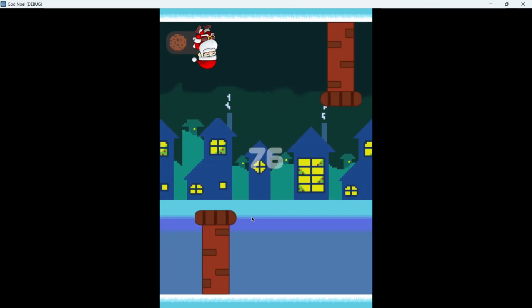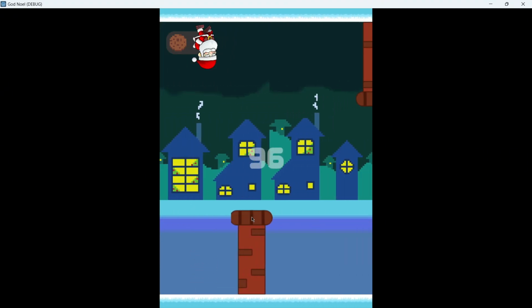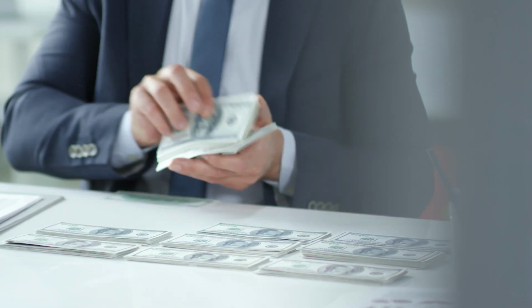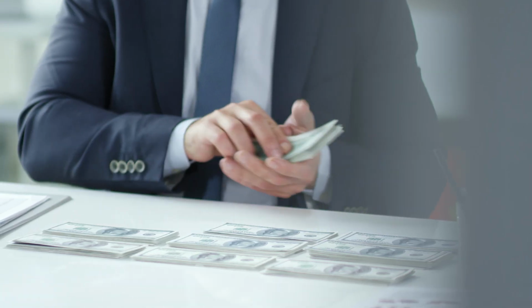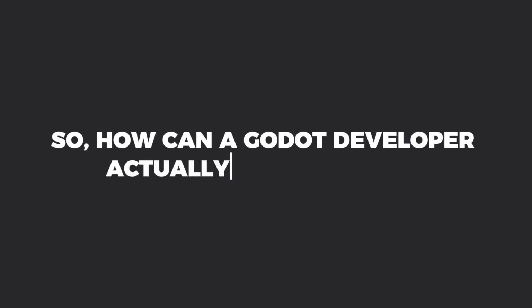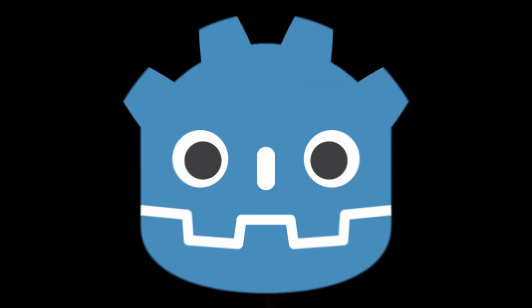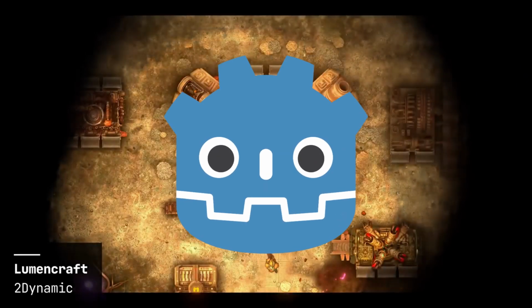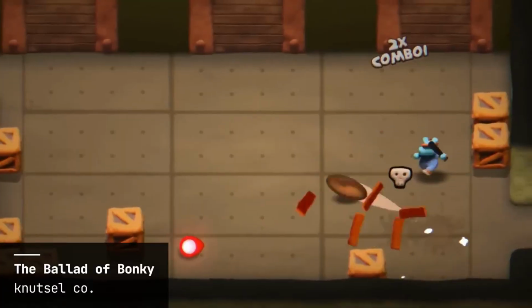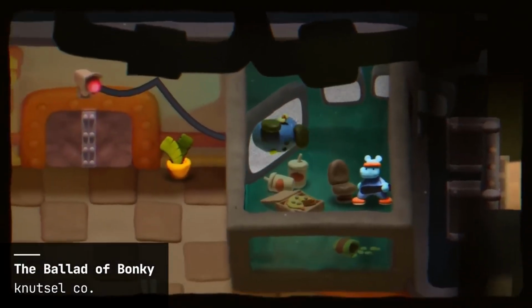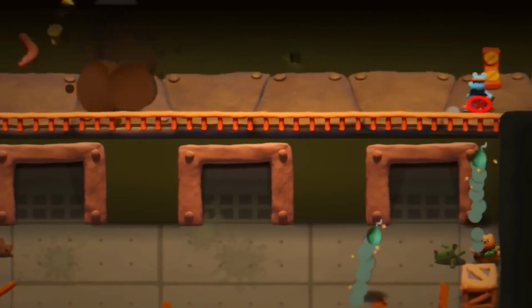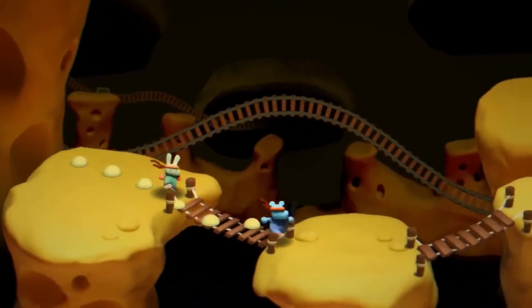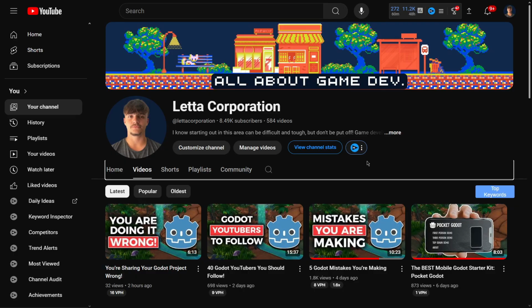As much as I am passionate about creating games with Godot, I am also aware that we need money to sustain ourselves. So how can a Godot developer actually make a living? Over the years, I've explored nearly every possible income source available to Godot developers. Today, I want to share how I've managed to make money with Godot and provide you with some ideas to consider. The first source of income is my YouTube channel.